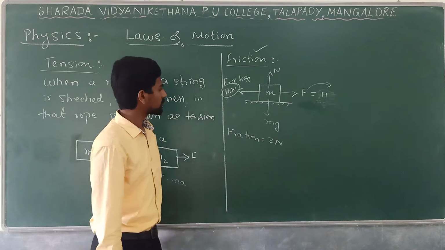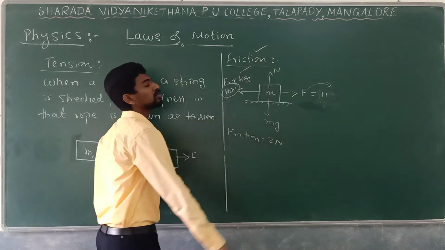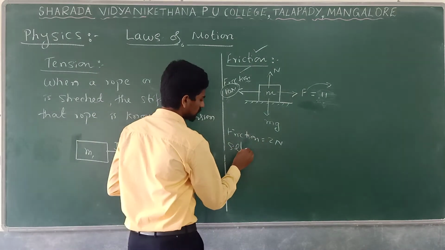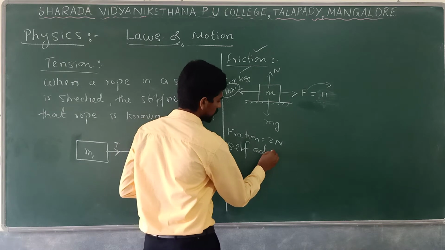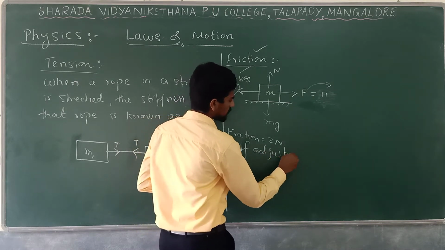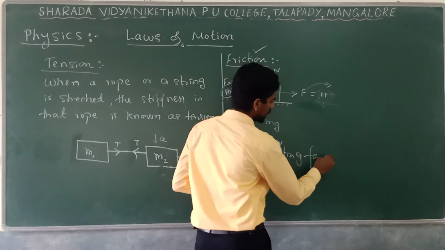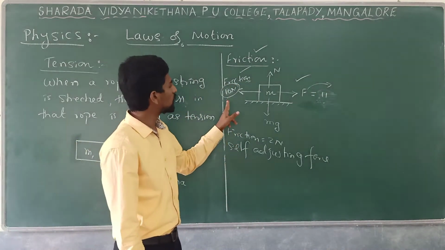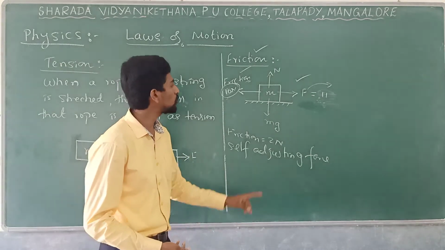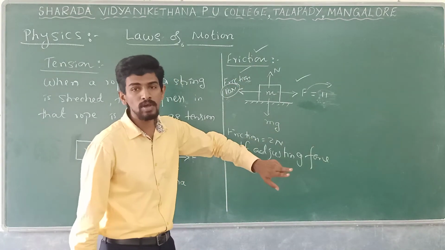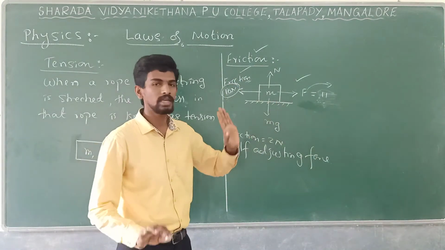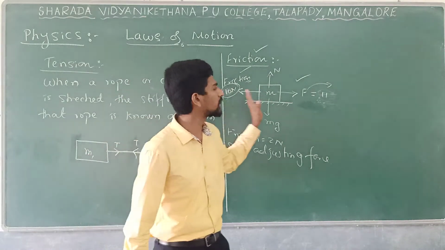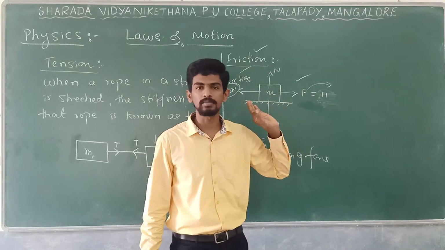So the maximum value of the frictional force is up to 10 Newton. That is why frictional force is also called a self-adjusting force. According to the applied force, this force adjusts itself up to a maximum value. After that maximum value, it does not vary and remains constant. If you apply more force than that, the object will start to move. So that is the concept.